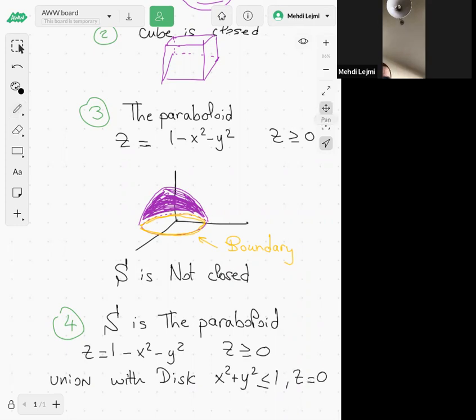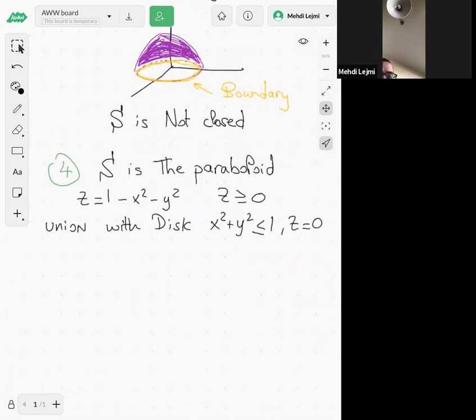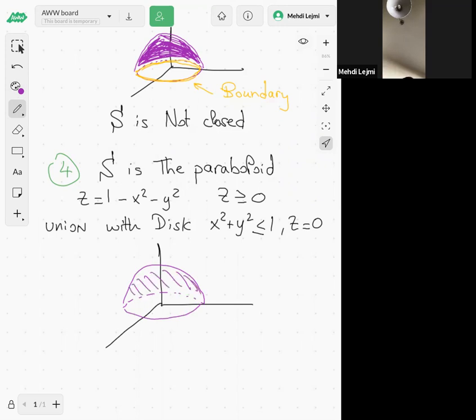Okay, so in this case, my surface S, so first we have this paraboloid, right, this one here. But this paraboloid has a boundary, we said, right? It would be the circle. But now I'm also going to say my surface here is the paraboloid union a disk, x squared plus y squared less or equal to 1, z equals 0. So that will be the interior of this circle here.